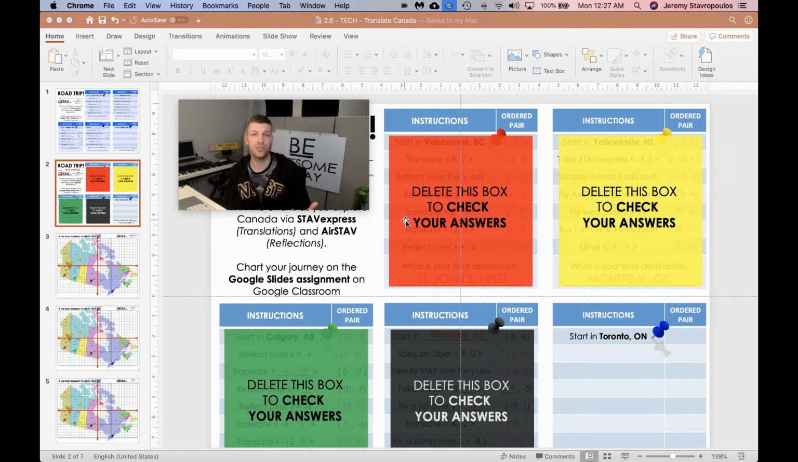What you should do is do the red trip, then check your red answers to make sure you did all the steps right. If you're not in the right spot, then you need to go back and say to yourself, what did I do wrong? And then that will help you understand, oh, I'm not reflecting right, or I'm not translating right. Maybe a common error is you're going up and down before you go left and right. That will throw off your whole trip. Last year I had students say to me, Mr. Stav, this doesn't work. I'm in the middle of the ocean. Then you did something wrong.